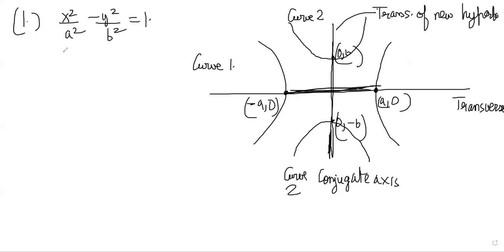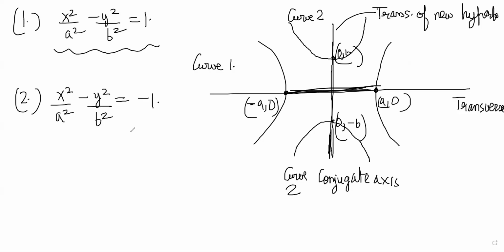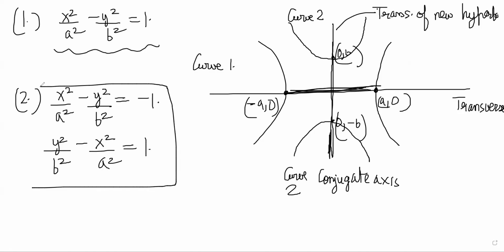So this equation is this. This was my first equation. For the conjugate hyperbola, the equation is simple. Your x and y are interchanged, right? You can write this like this, or actually you can just say that it is x squared by a square minus y squared by b square is equal to -1. So basically it becomes y squared by b squared minus x squared by a square equals 1. This is the equation of my conjugate hyperbola.